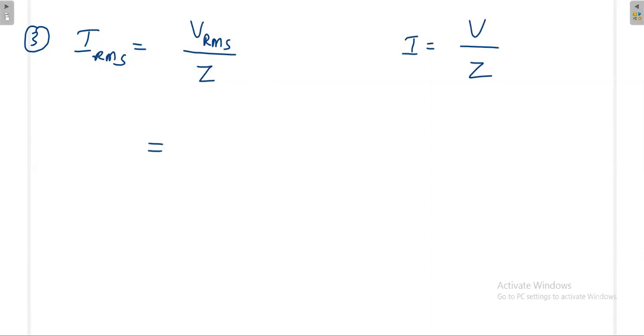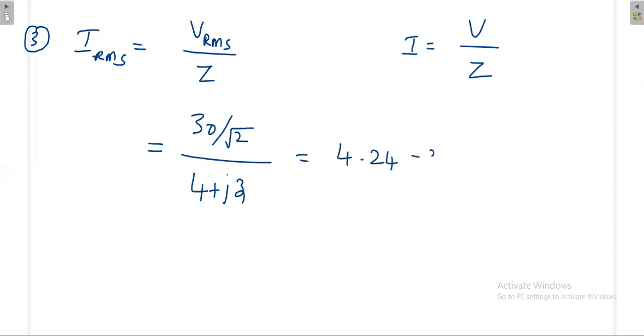What is VRMS here? V is 30. I have to write it in RMS, so 30 divided by root 2. Anyway, my Z is there. Z is 4 plus j3. Once you solve this, finally you will get 4.24 angle minus 36.86 degrees. This is your IRMS. If there is no RMS here, I can remove this root 2 term. So finally I found the IRMS.